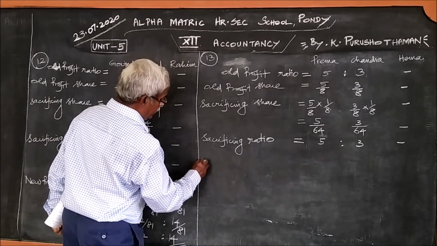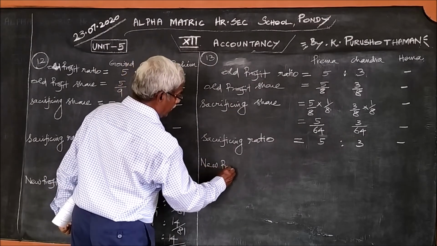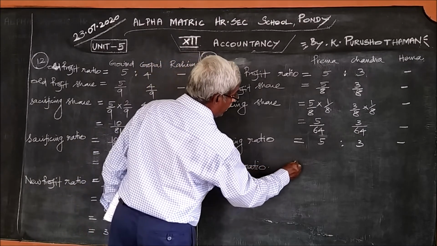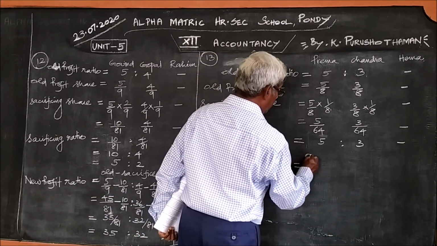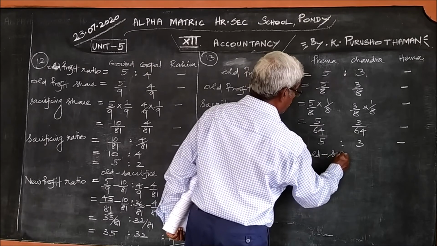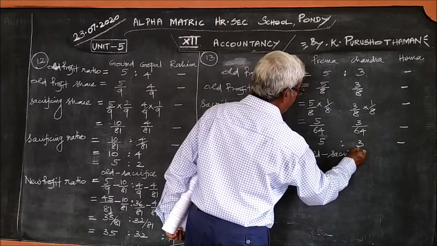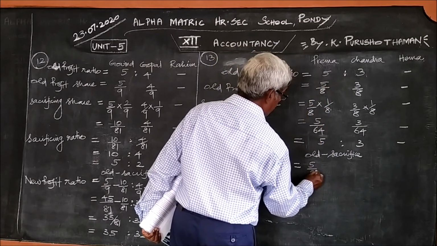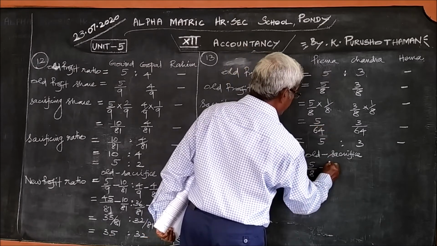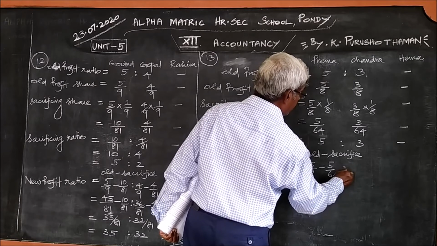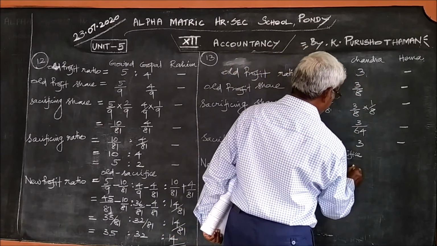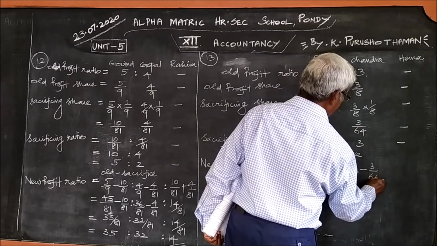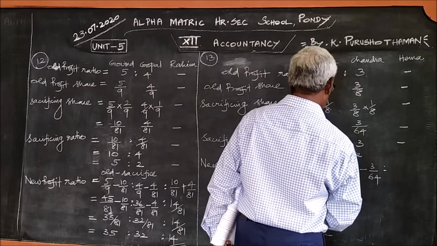Now we must find the new profit ratio. How to find it, you know that? Old minus sacrifice. Old one, 5 by 8, sacrificing one is 5 by 64. Old one is 3 by 8 for Chandra, sacrificing share is 3 by 64. Then is 2.